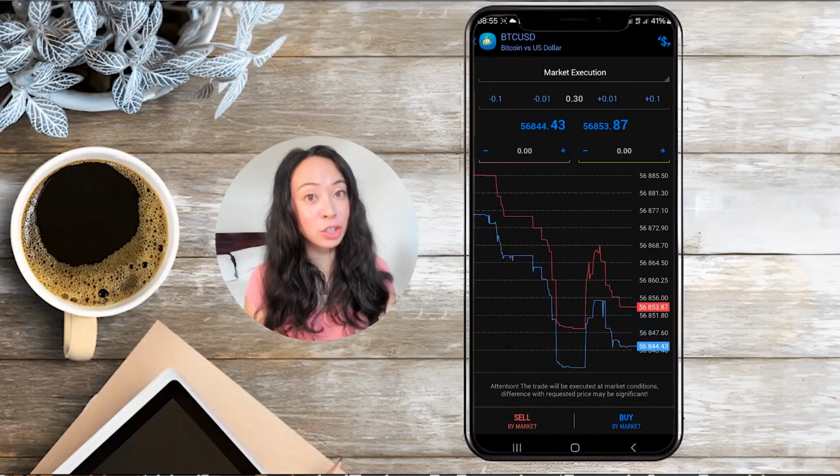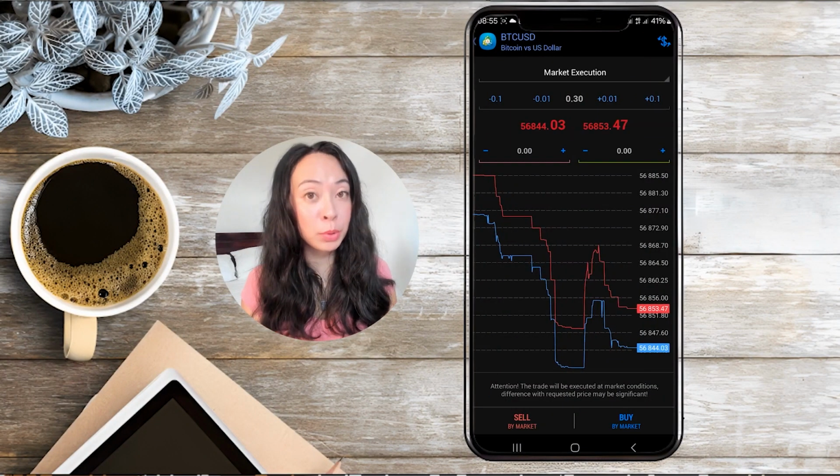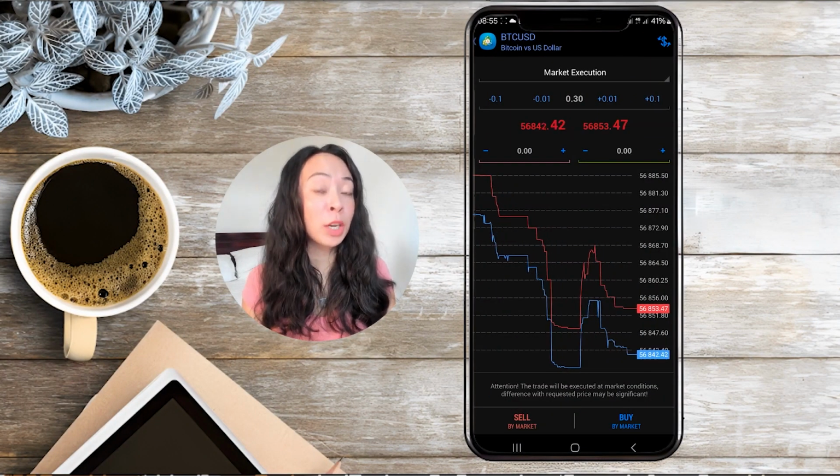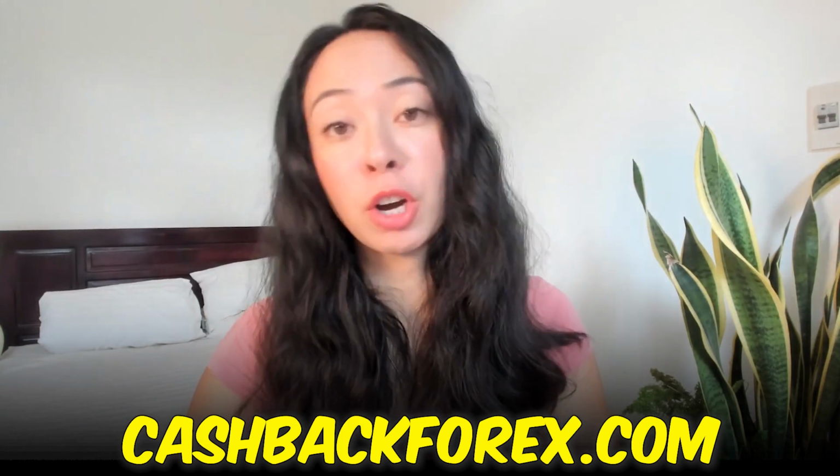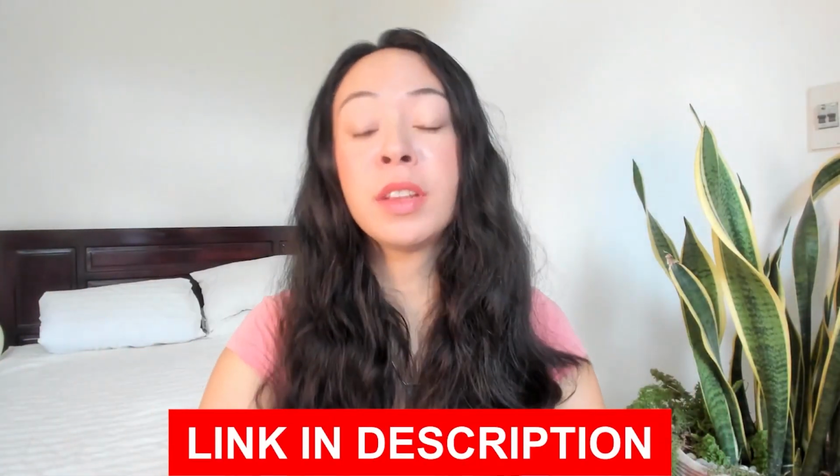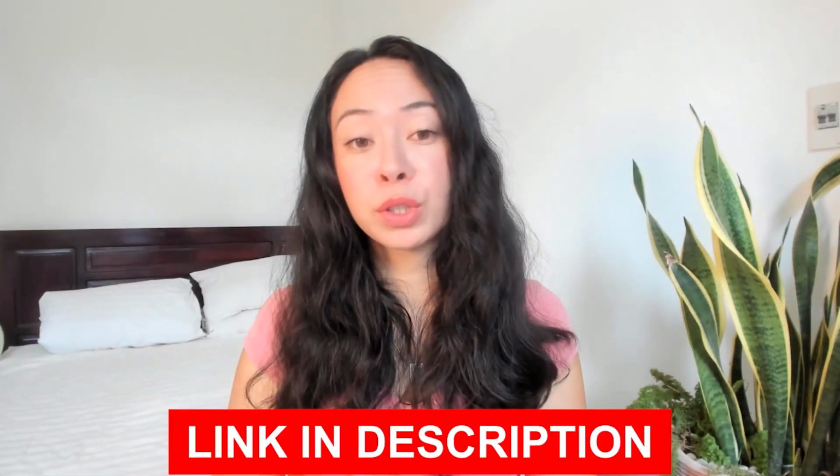The lot size is actually defining how much money we are putting in a trade, how much we want to risk in a trade. And for this, you should use a tool, for example, CashbackForex.com. You will find the link also down below in the description. It is a free tool to use, and this is a lot size calculator.